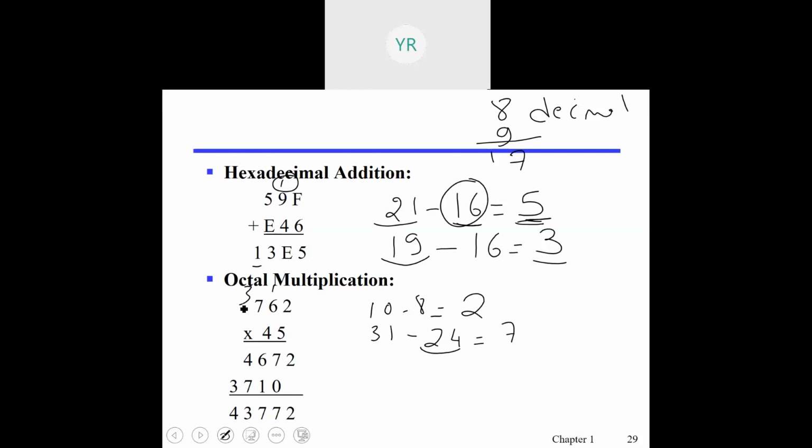Okay, we continue. 5 times 7 is 35. Plus 3, it's 38. It depends on the base. If octal, you go by multiples of 8. If hex, you go by multiples of 16. So for 38, what is the biggest multiple of 8 that you can reach? Of course, 4 times 8 is 32. 38 minus 32, I am left with a 6. So it is 6. But what's the carry, guys? 4. 4 times 8. This is why we put the carry 4. Okay?